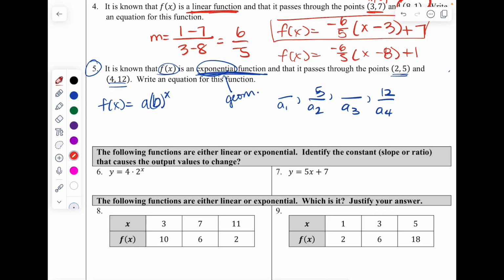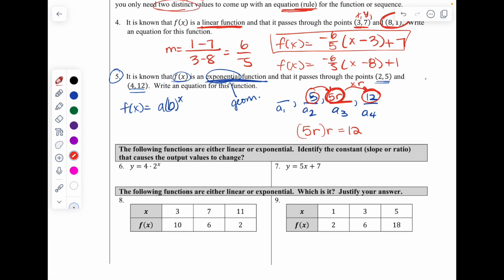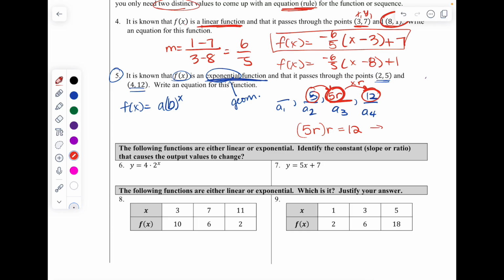So here's the deal. I don't know what that third term is, but I know that 5 times the constant ratio is the third term. And then if I take that third term and multiply it times r, I will get 12. So in other words, if I take that third term and multiply it by the constant ratio, we will get 12. This gives us an equation to find that constant ratio. So this becomes 5r squared equals 12.